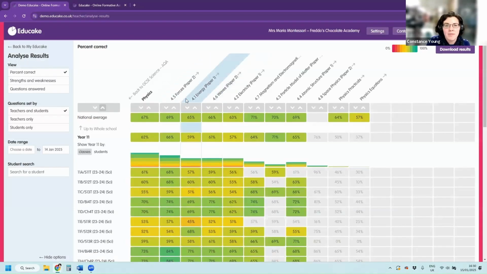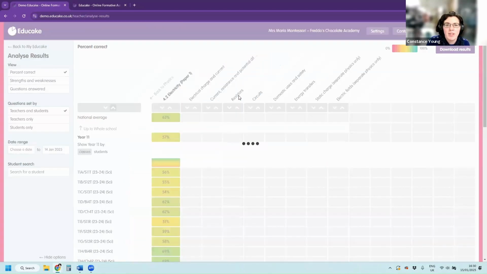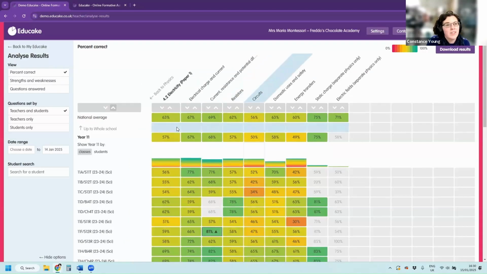If we look in physics, I can find my way through some topics. If we look at electricity, here I'm seeing circuits, for example. This is a slightly more difficult topic nationally, but I can see that this Year 11 group I have are struggling a bit more than I'd anticipate. So this is a great way to start looking across the curriculum: where are those gaps, where are those issues that might be cropping up? Can I get ahead of them a little bit early?